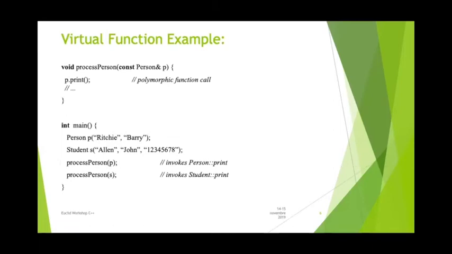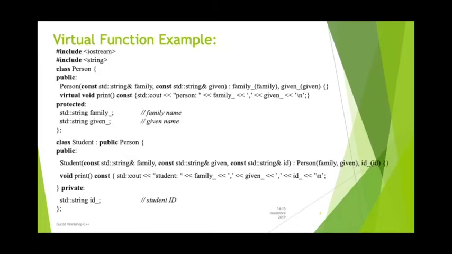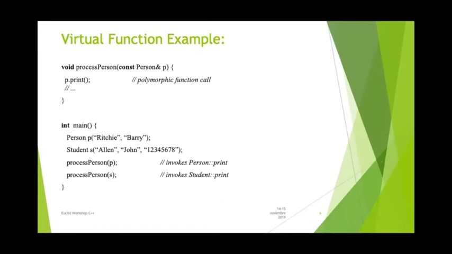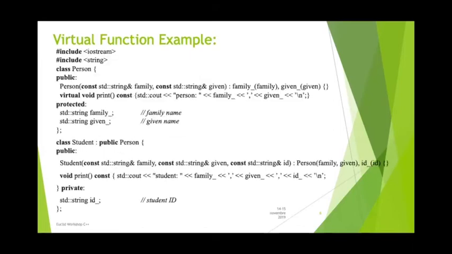So for process person, P is a person object, so it will call this print function, the first one in the person class. And in the second one, when it's called with the student S object, that's a student object, it will call the print function from here. So it's the same function, but it's overriding this function.